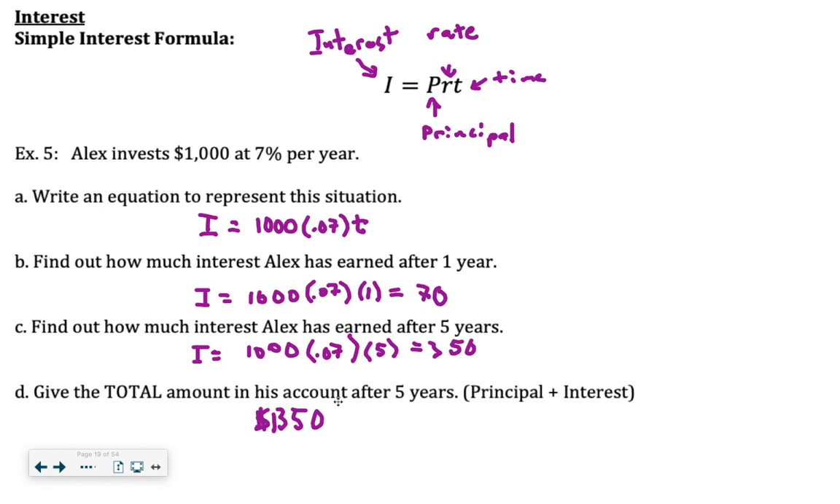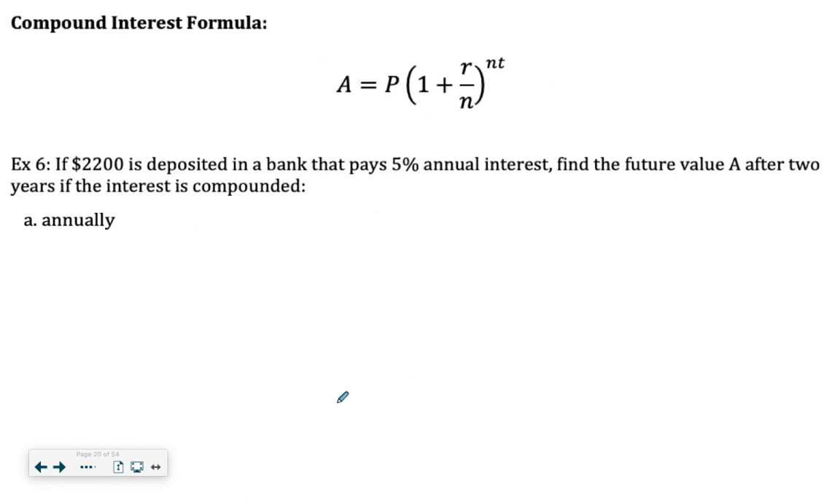Now, simple interest is not usually how banks or any financial institutions do interest. Usually, they compound the interest. You can earn interest on your interest. This is our formula for compound interest. Now, in this formula, A stands for the amount, the final amount in your account. This is not just the interest. This is the total amount in the account. P is, again, the principal. This is what we're starting with.